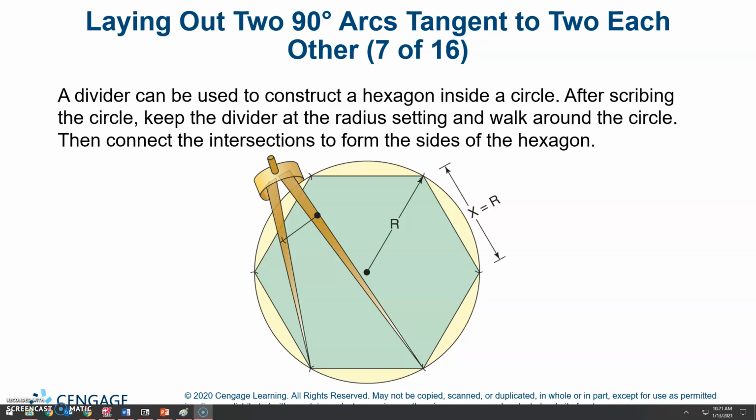Alright, a divider can be used to construct a hexagon inside a circle. After scribing the circle, keep the divider at the radius setting and walk around the circle. Then connect the intersections to form the sides of the hexagon.